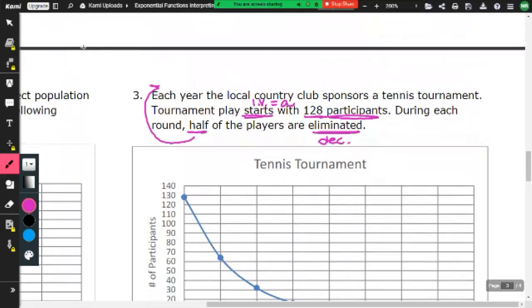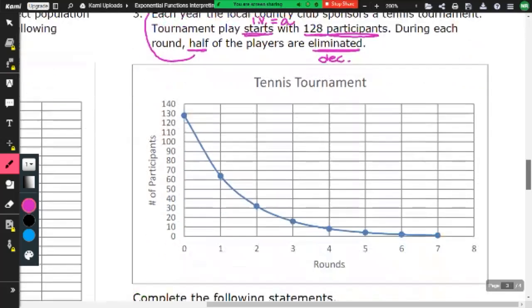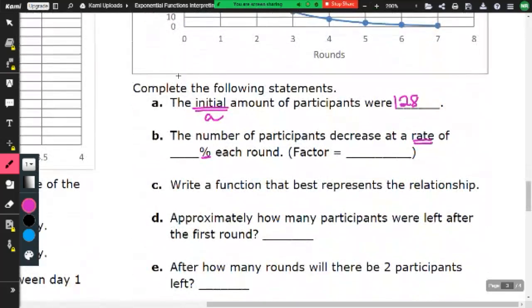Half. Let me move that up to here. So that is my factor. My factor is 1/2. We like to use decimals. So what is 1/2 as a decimal? 0.5. Everybody got that? Okay. I know what the factor is. My factor is 1/2 or 0.50.